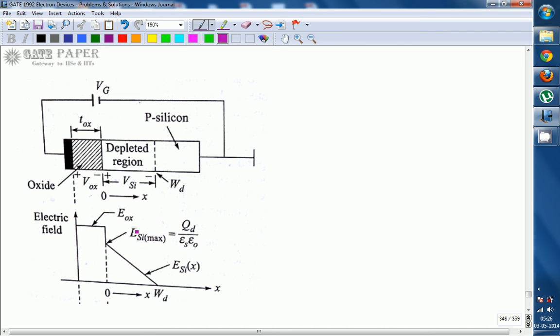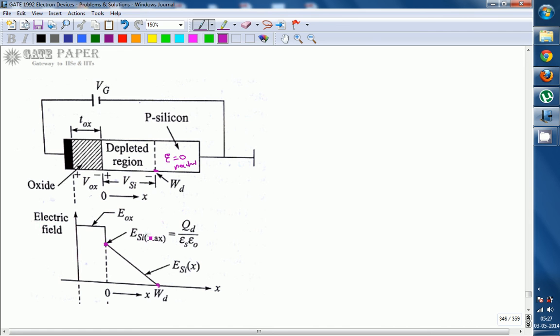In the depletion region, the electric field varies linearly with distance, and the electric field is maximum at the junction, that is this point. The value of the electric field reduces as you move to the right, and it becomes zero at the end of the depletion region, that is in the p-type silicon, the electric field is zero because it is neutral. So the electric field, E_Si, is maximum at this point.